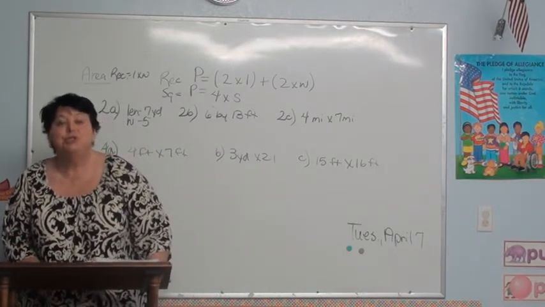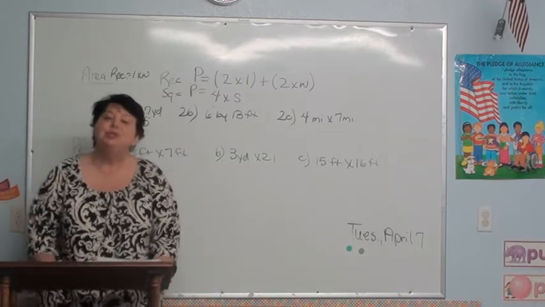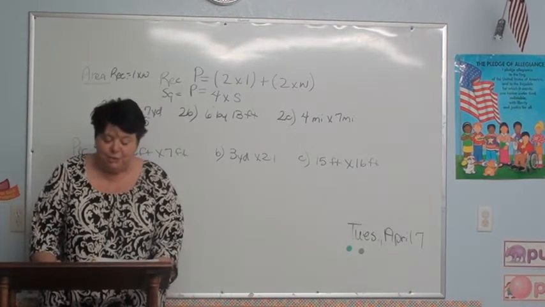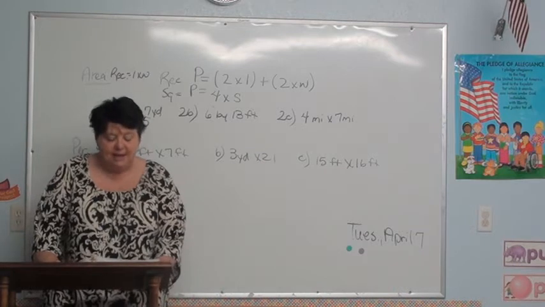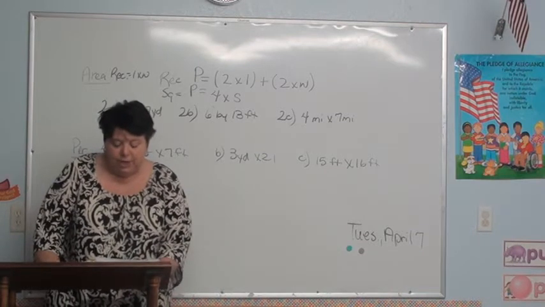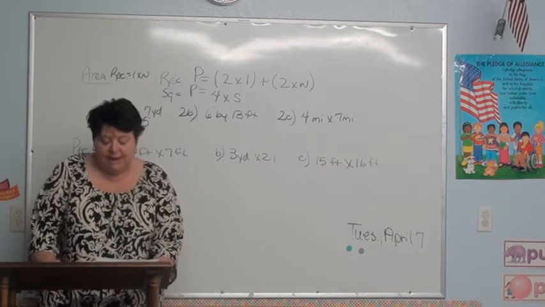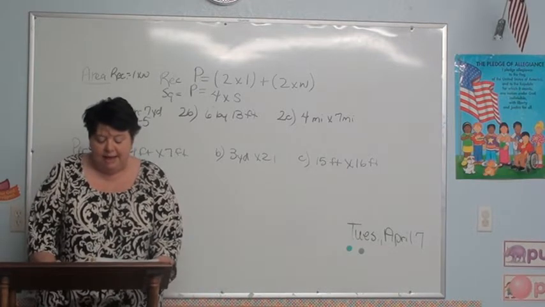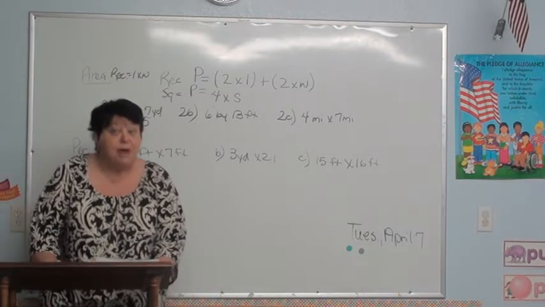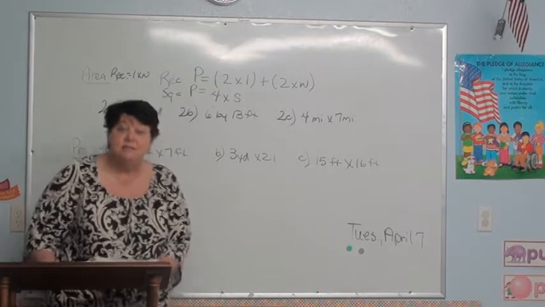4 times 2 is 8. Your answer is 8 square feet. Now let's go to number 2. We're going to use the formula to find the area of rectangles having the following dimensions. Remember, area of a rectangle is length times width.